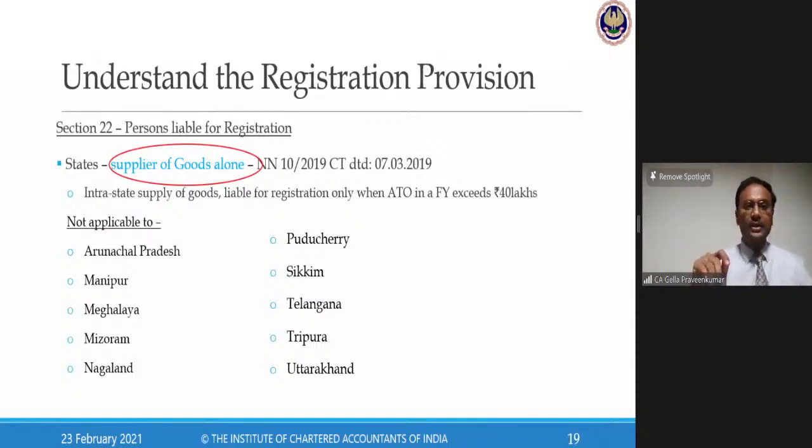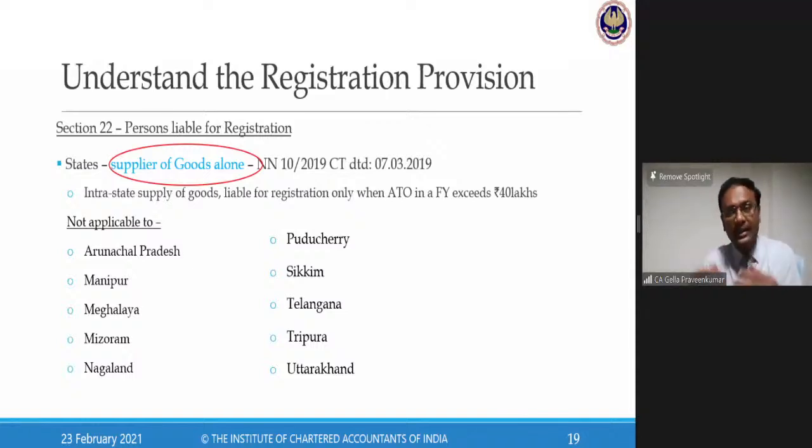Then they say, look, you have two scenarios. Scenario number 1, your supplier is supplying goods and services. Then 20 lakhs is your threshold limit. I repeat, if that person is into the activity of supply of goods and supply of services, 20 lakhs is your threshold limit, other than special category states.